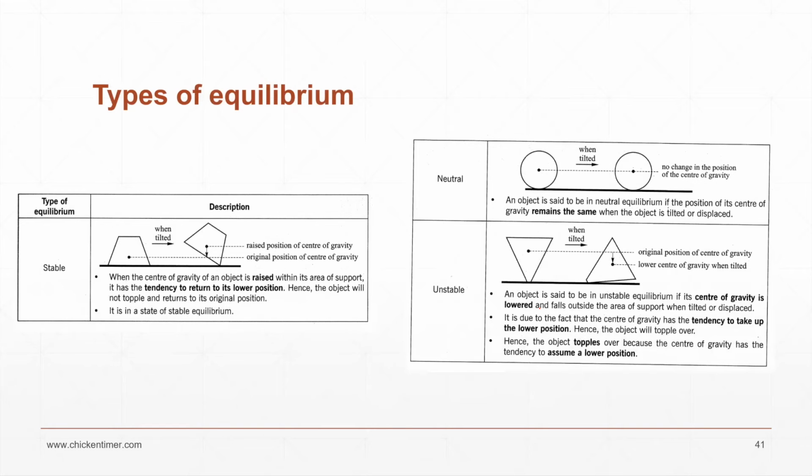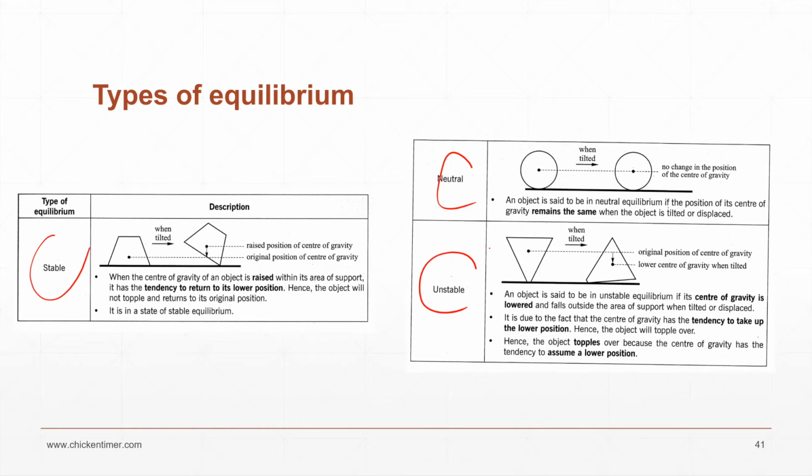Then you have three equilibriums: stable, neutral, and unstable. Stable means you tilt it, you will go back to its original position. Then you take note of the position of the CG. So the CG goes up and comes down again. Then the neutral one is where the position of the CG will always be the same. Then unstable is where you tilt it, then the CG will go up, you continue to go up, and then the whole object will fall.